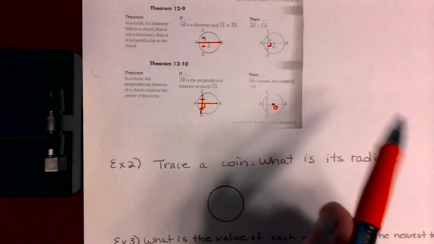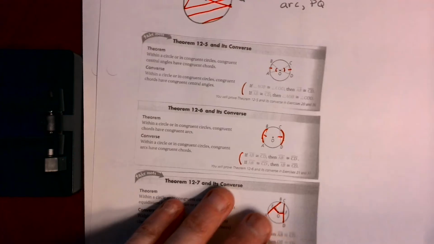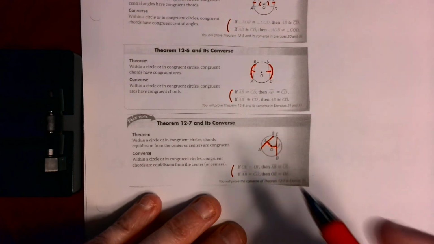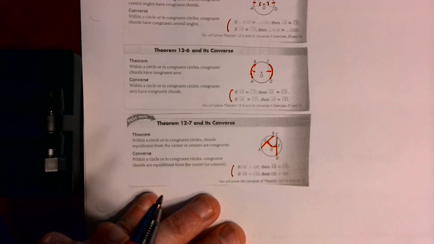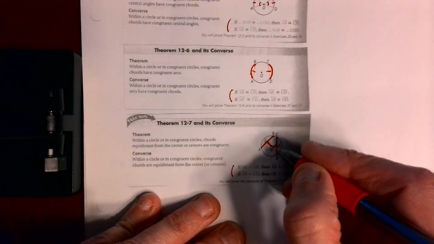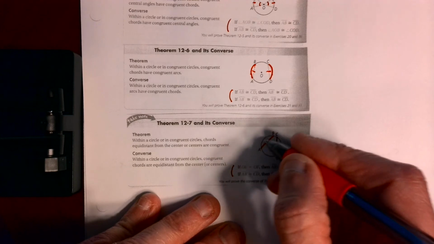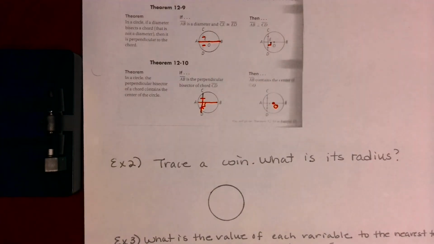And these theorems will tell you that if you have any two chords, well, actually, back it up. It's not this theorem. I think it's on the other page. Right here, this theorem. If you have any two chords, then you can get the perpendicular bisector of them both. And then we can find the center, and then we can measure the radius. So let's go ahead and do that.